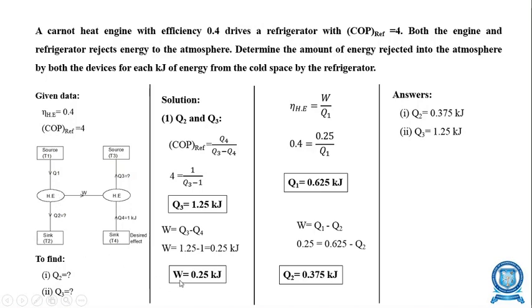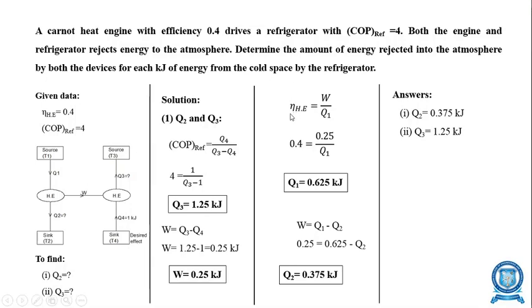Since we found the W value is 0.25 kilojoule, that is nothing but the work input given to the refrigerator. Again, I'm telling you, this area is nothing but a refrigerator. It's not a heat engine. The work output from the heat engine is the same as the work input to the refrigerator, because whatever the work output coming from the heat engine, the same is sent as the input for the refrigerator. Therefore both the W are the same, that is shown in the diagram.